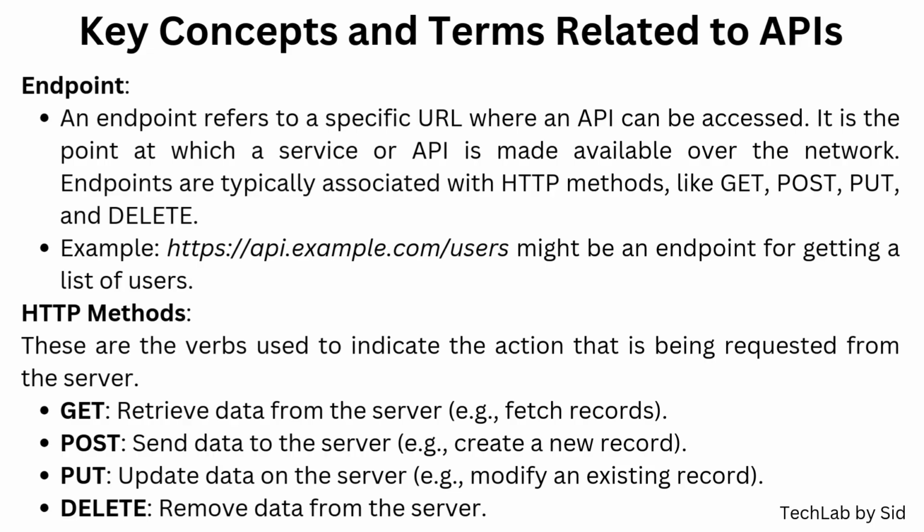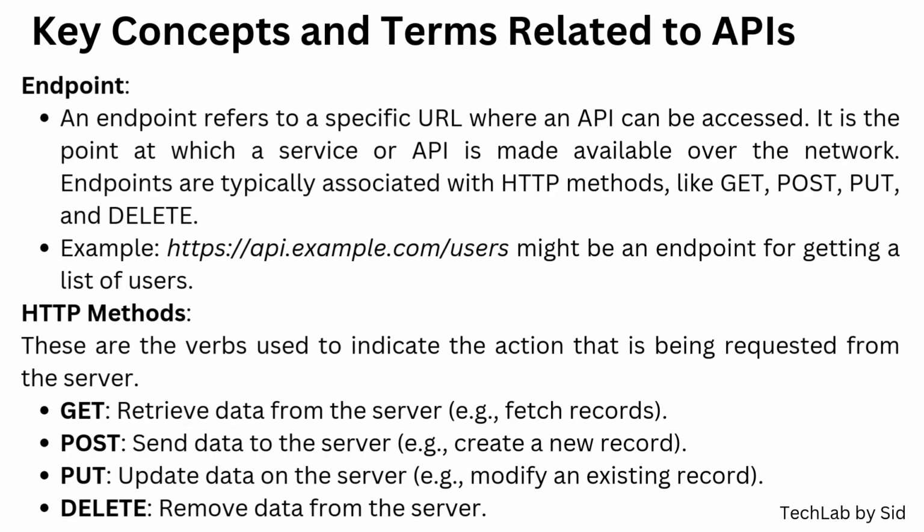HTTP methods. These are the verbs used to indicate the action that is being requested from the server. GET: retrieve data from the server, for example, fetch records. POST: send data to the server, for example, create a new record. PUT: update data on the server, for example, modify an existing record. DELETE: remove data from the server.